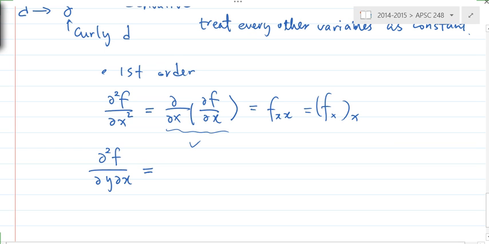So d²f over dx dy, then dx. So this is still second order. But for this one here, what this means is d over dy and df over dx. You may wonder why it could not be d over dx first and df over dy here.